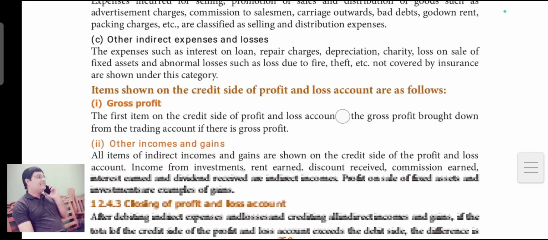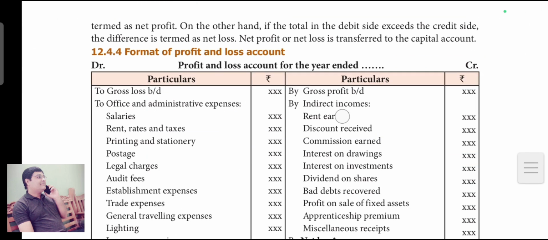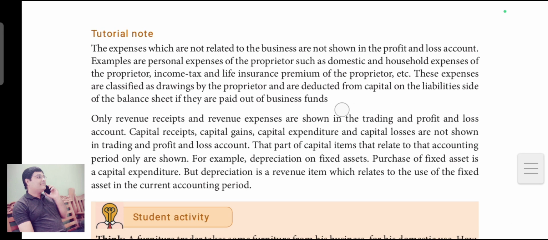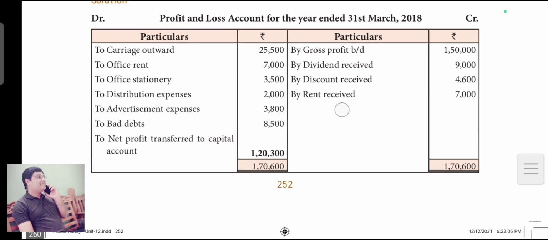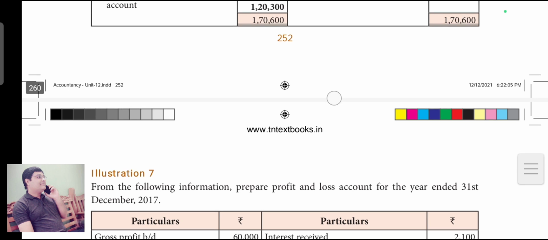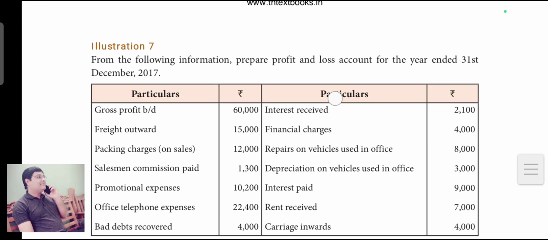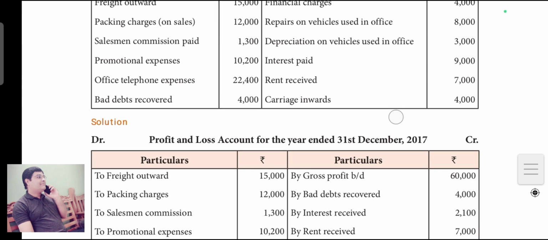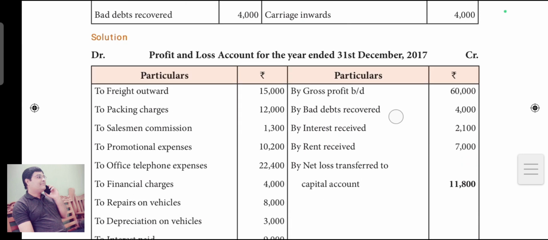Then in profit and loss account, read the format carefully. In this illustration 7 is important because you're doing mistake in packing on sales.